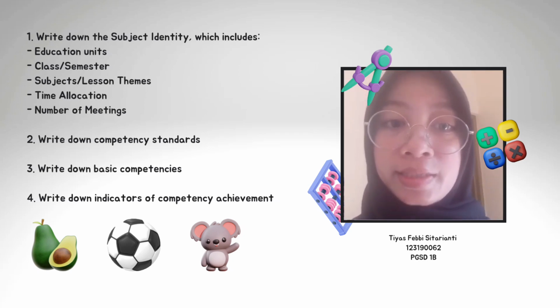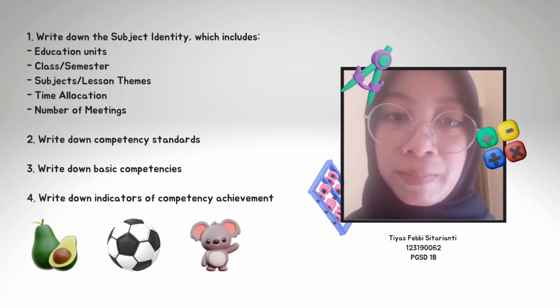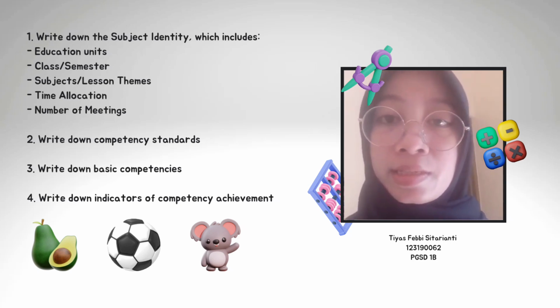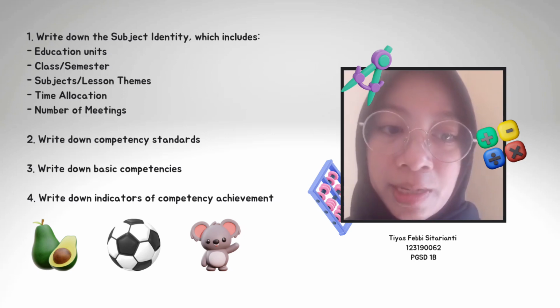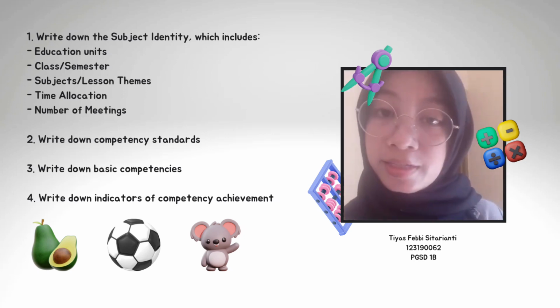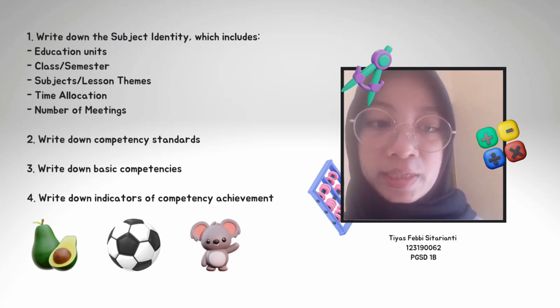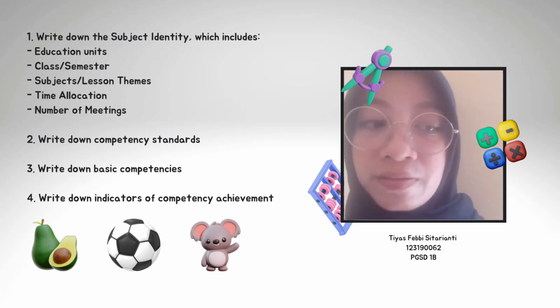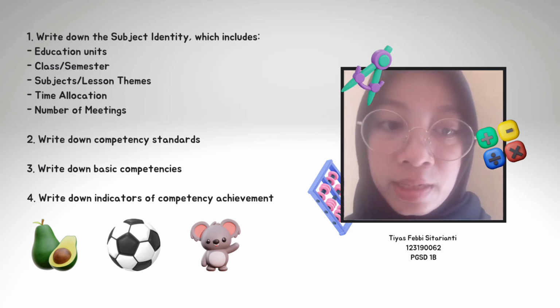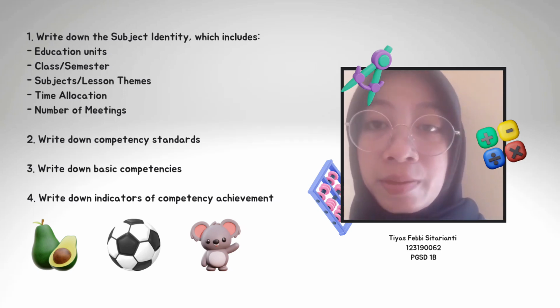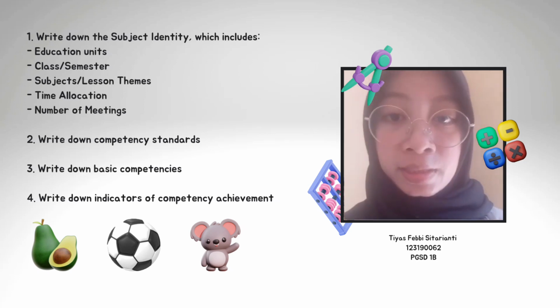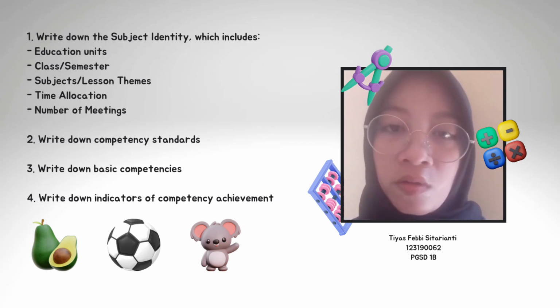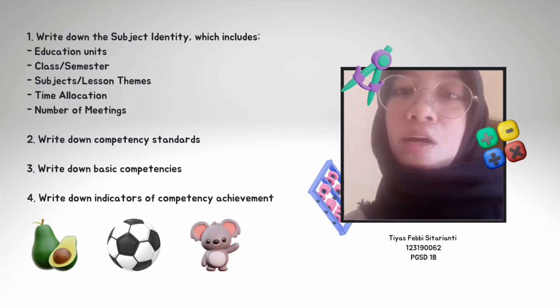Basic competencies are a number of abilities that students must master in a certain subject as a reference for preparing competency indicators in a subject. In this section, the basic competencies that students must have after the learning process ends are written simply by quoting the content standard or learning syllabus that the teacher has created. And number 4, write down indicators of competency achievement.